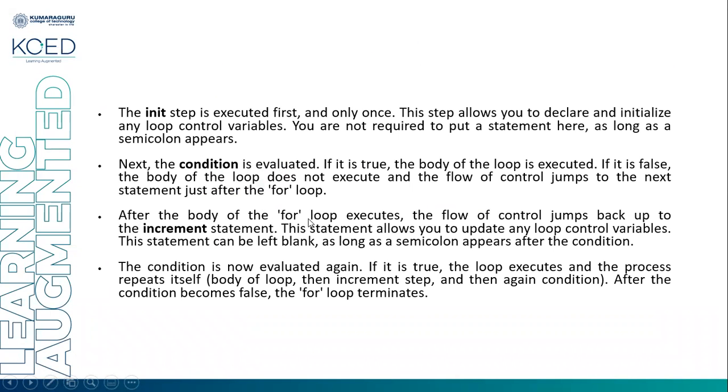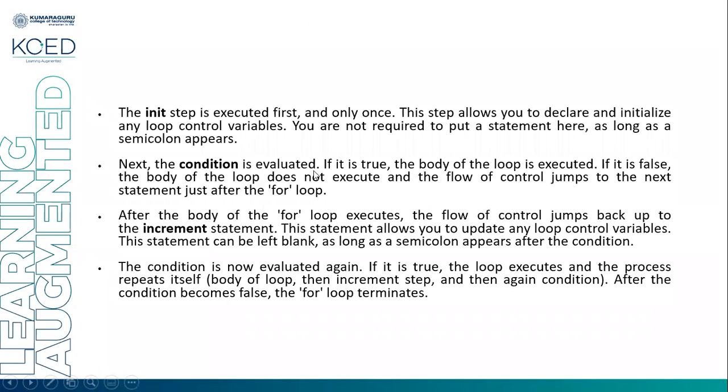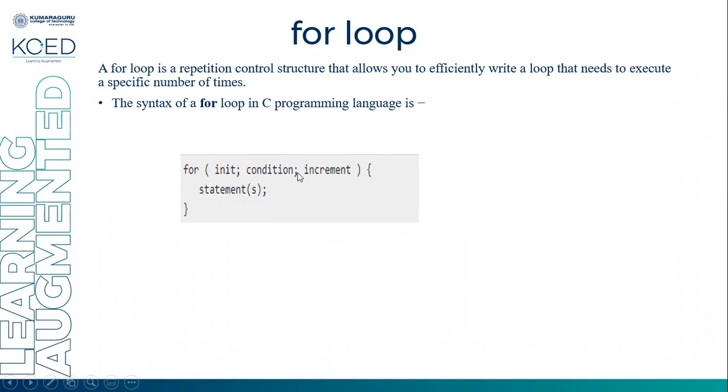After the body of the loop executes, the flow of control jumps back to the increment or decrement statement. This statement allows you to update any loop control variables. The statement can be left blank as long as the semicolon appears after the condition. For example, it's optional. If you increment the loop variable inside the body of the loop, then there is no need to give anything. A semicolon after the condition is sufficient.